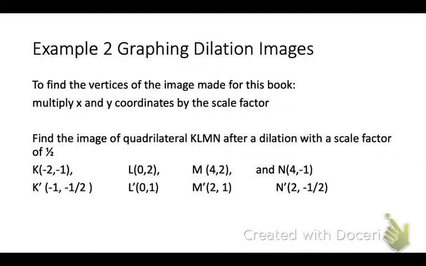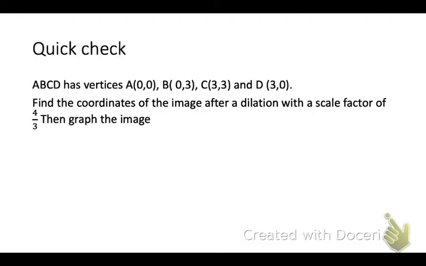You're probably going to need to pause the video to write all this down. So, example 2, graphing dilation images. To find the vertices of the image, which we just kind of practiced, you're going to multiply x and y coordinates by the scale factor. So you're going to find the image of quadrilateral KLMN after a dilation with a scale factor of 1/2. So if I decrease it by half, notice what happens to my coordinates. Now look at L. You can't do anything with 0. So go ahead and copy that down into your notebook. When you're ready to move on, go ahead and move on.